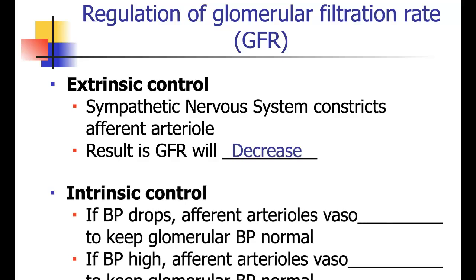An intrinsic control is controlled by blood pressure. So if blood pressure drops, the afferent arteriole is going to vasodilate to keep your glomerular blood pressure normal. If your systemic blood pressure is high, the afferent arteriole vasoconstricts to keep this normal. So even though you're going to have changes in your blood pressure throughout the day, over minutes, your kidneys are going to vasodilate and constrict that afferent arteriole to keep GFR pretty constant.